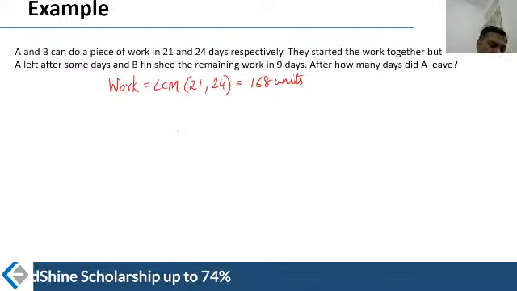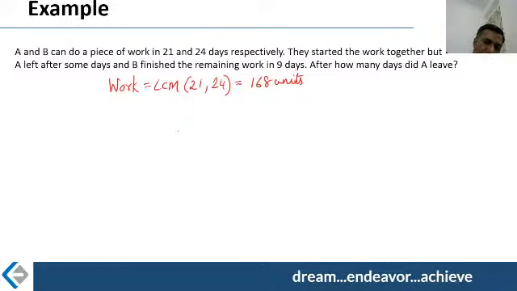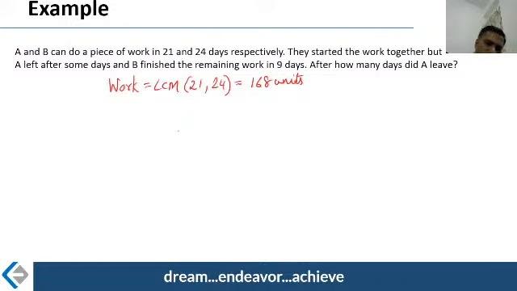It's not given after how many days. B finished the remaining work in 9 days. Very similar to the previous question. How do you start, therefore?